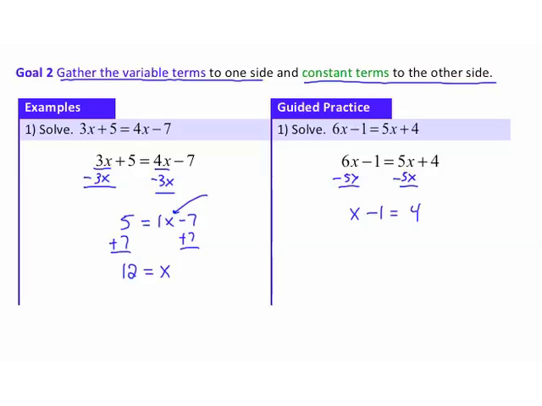I need to get this constant term, this -1, now over to the right. So since it was a -1, I want to add 1 to get rid of it on the left side. And I'll make sure I keep my equation balanced by adding 1 to the right side. Let's take a look and see what we have left. On the left side I have just x, and on the right side 4 plus 1 is 5. I've isolated the variable now and solved the equation.